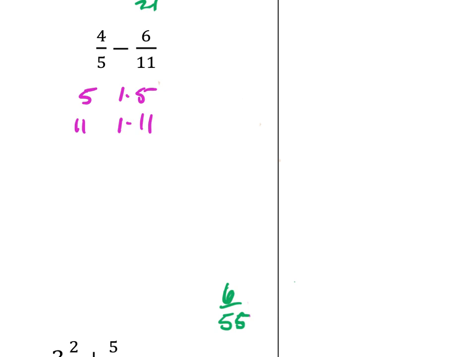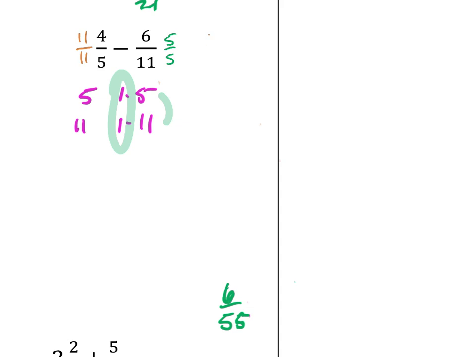Good. Okay, so again, these two are relatively prime. When I look at it, I say the only thing they have in common is the 1, the brother nobody talks about. So their greatest common factor is 1. The least common multiple is the product of the 2. So if that's the truth, then I'm going to multiply 6/11 times 5 over 5. And I'm going to multiply 4/5 times 11 over 11.